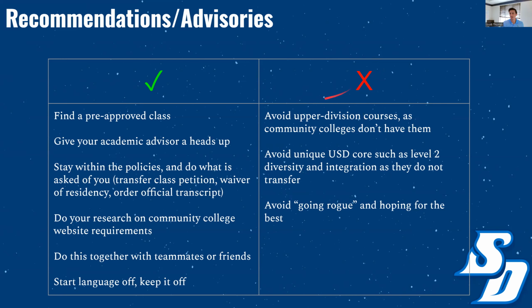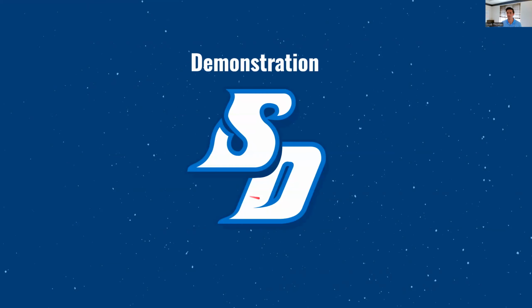Other advisories, things to avoid: upper division courses or course requirements, for the most part, that won't work. And community colleges, by the way, do not offer upper division courses because they're 2-year institutions, okay? Avoid the unique USD cores such as level 2 diversity, FDD2, FDG2, first year integration and advanced integration because they will not transfer. Okay, so avoid those unique cores and avoid going rogue, hoping for the best. Already talked about that. Do what you're meant to do for the process, for the policies, et cetera.